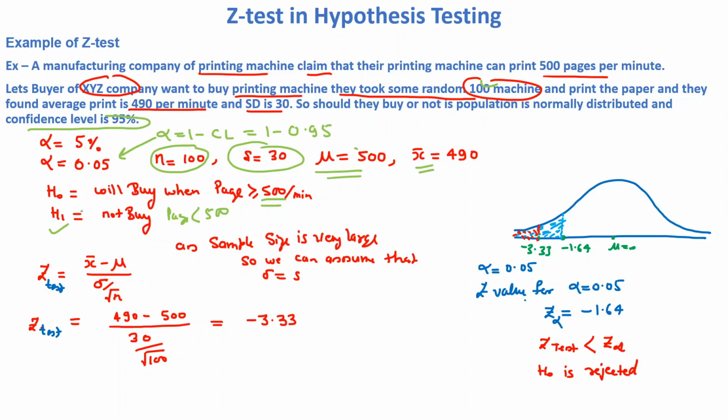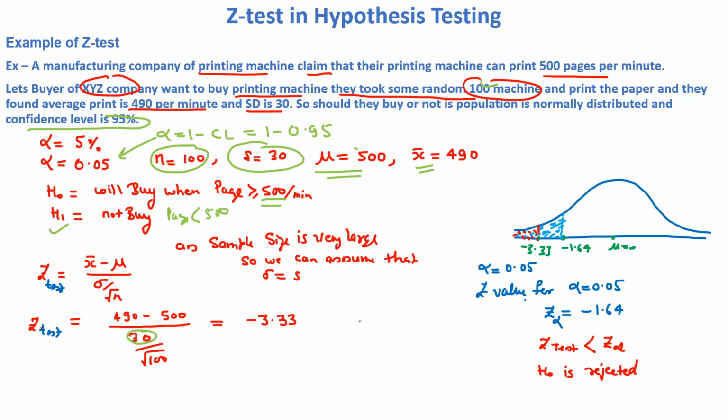So what is the formula of the z-test? The z-test formula is x bar minus mu, divided by sigma divided by root n. Here x bar means the mean of the sample, the sample mean we have is 490, minus mu, which means the population mean. Population mean we have is 500. Then sigma is the standard deviation, which is 30.